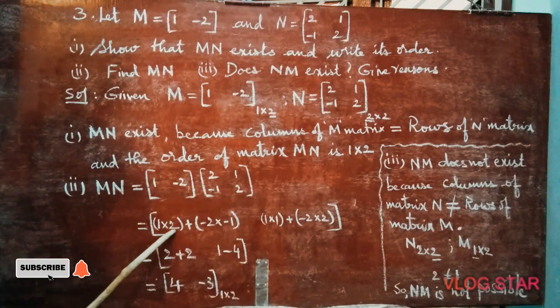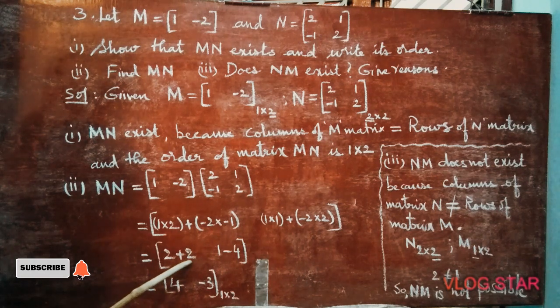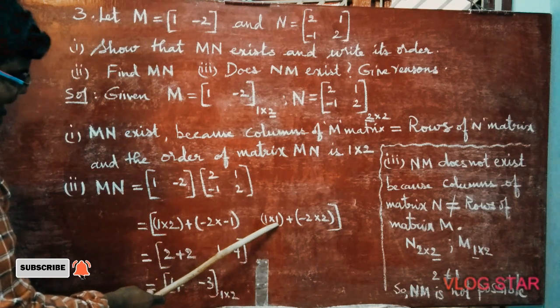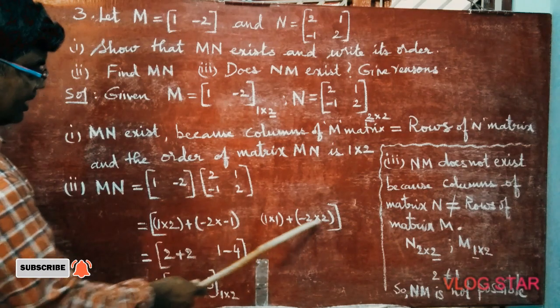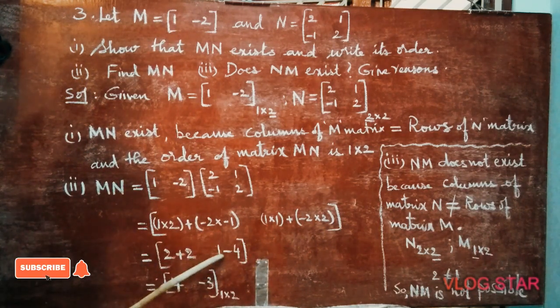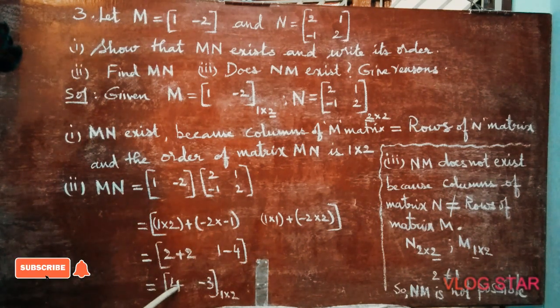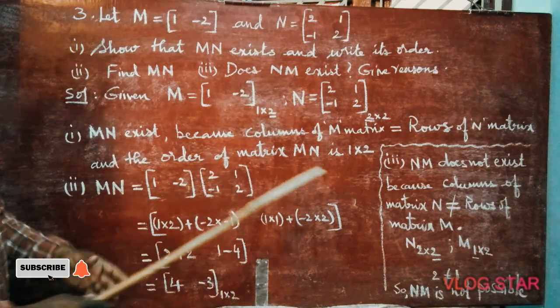So 1 twos are 2, plus minus into minus is plus, again plus 2 ones are 2. This first element is completed. Coming to the second element, 1 ones are 1, plus into minus is minus, 2 twos are 4. Now simplify. 2 plus 2 how much? 4. 1 minus 4 is minus 3. So we got the MN matrix as [4, -3]. So 1 by 2, 1 row, 2 columns. This is the order.